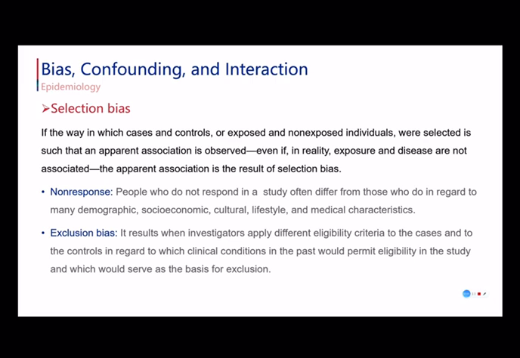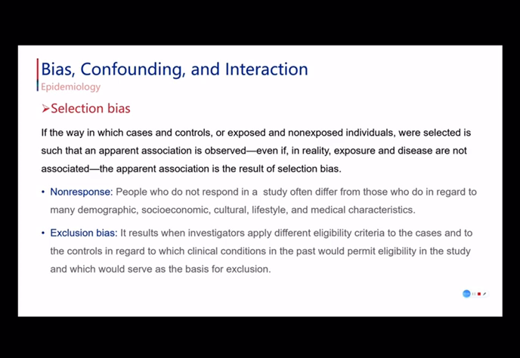What types of bias do we encounter in epidemiologic studies? The first is selection bias. If the way in which cases and controls, or exposed and non-exposed individuals, were selected is such that an apparent association is observed, even if in reality exposure and disease are not associated, the apparent association is the result of selection bias. One form that selection bias can take results from non-responsive potential study subjects. For example, if we are studying the possible relationship of an exposure and a disease, and the response rate of potential subjects is higher in people with the disease who were exposed than in people with the disease who were not exposed, an apparent association could be observed even if in reality there is no association.